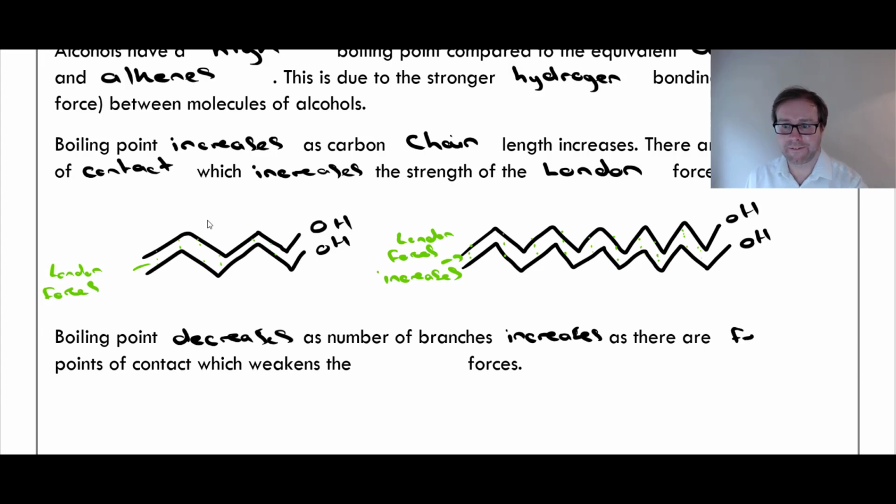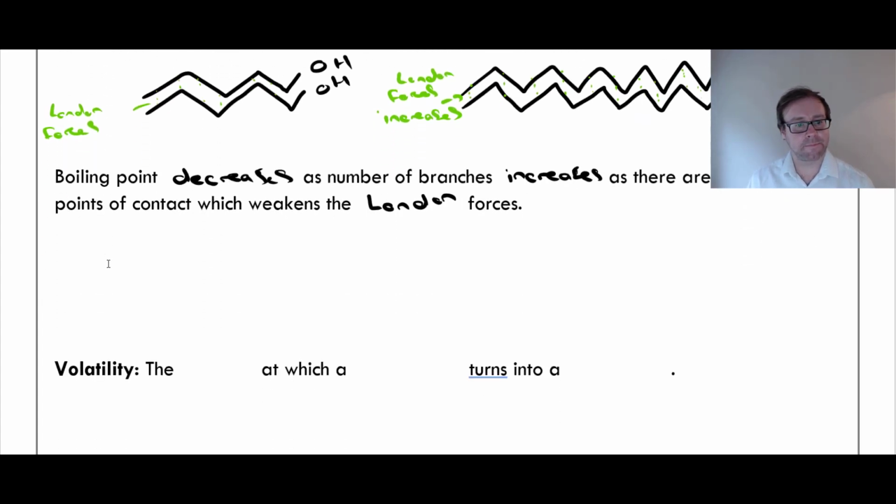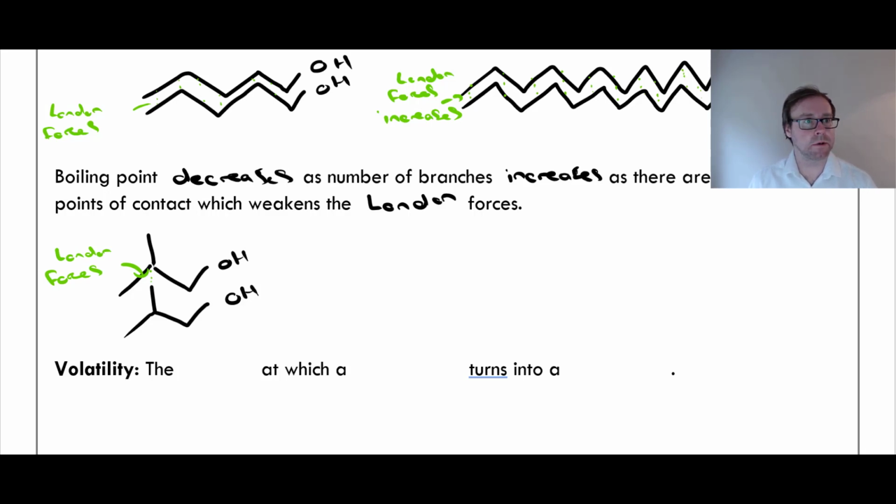As there are fewer points of contact, which weakens the London forces, e.g. if I have a molecule, an alcohol, which has a branched chain, there are fewer points of contact, therefore we have a lower boiling point.